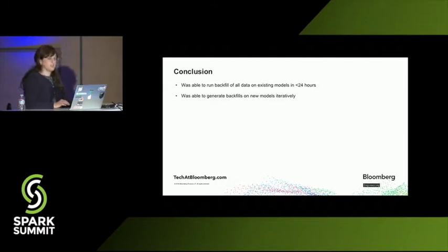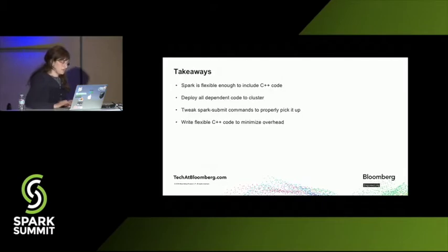So in conclusion, we were able to run our backfill on our entire data set with our C++ model in less than 24 hours. I believe last time I ran it, it took about 20 hours. And we were able to generate backfills on new models iteratively. Soon after finishing this project, we came up with 3 new sets of models, and we were able to iterate over them very quickly, changing things as we went along. And the backfill of our data was actually the easiest part of that process, which is what we were aiming at. So some takeaways are that Spark is flexible enough to even include your old C++ code.